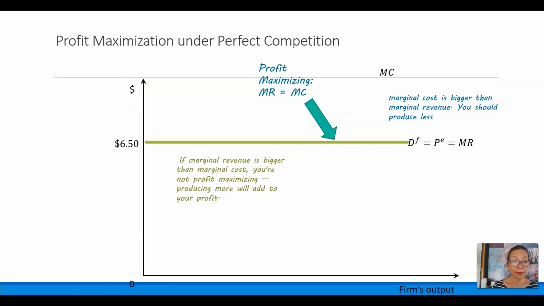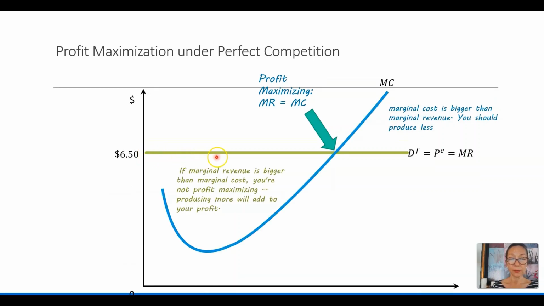So if we draw in our marginal cost curve, again, this green line is the price that we have to charge. So our demand curve is equal to our price is equal to marginal revenue. Our marginal cost curve, as we saw in the last chapter, is the addition to cost due to the addition of output, to the change in output. So marginal revenue equals marginal cost is where we're going to maximize our profit.